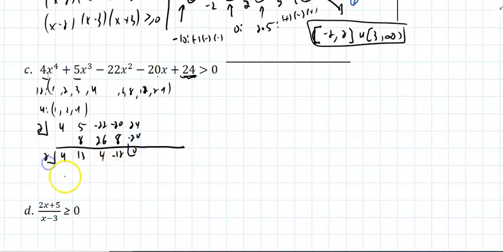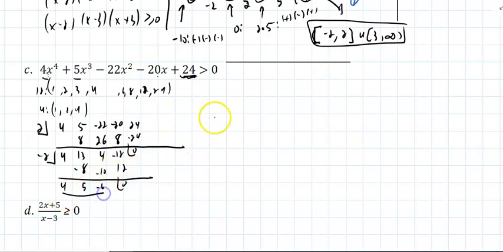Does 2 work again? 4, 12, 25, nope, that's too big. How about negative 2? 4, negative 2, negative 8, 5, negative 10, that's a negative 6, that's a 12, that's a 0. Very good, it did work.